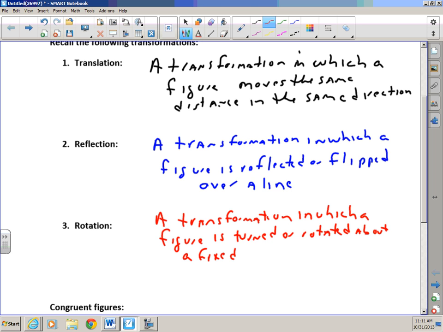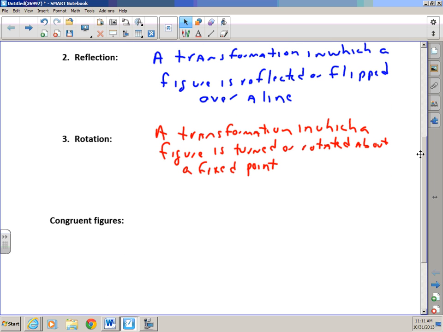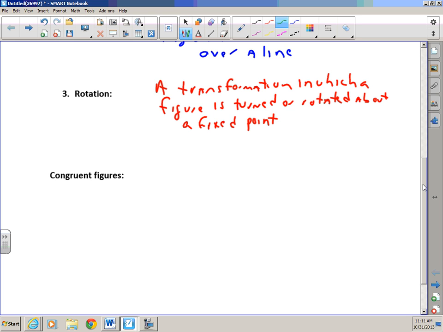Now, you'll see that I've purposely left off dilation because these three transformations are the only three that keep the figure the same size. It's just been moved somewhere. A dilation does not do that. So, why did we pick out these three? It is because they give us what are called congruent figures. And what does that specifically mean?